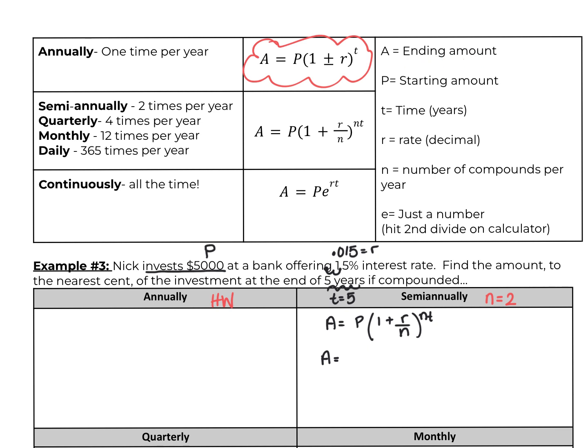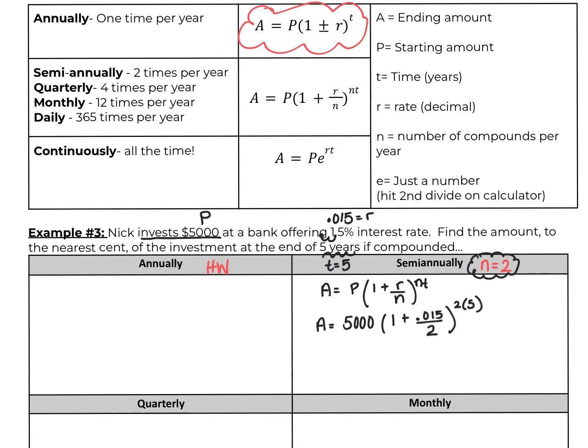So we're going to say the starting amount is $5,000. That's your P. 1 plus my rate of 0.015, divided by n. This is the number of compounds. I'm telling you it's semi-annually, which means twice a year. So 2, and then 2 times 5, because my years is 5. So all we're really doing is just plugging into the formula.